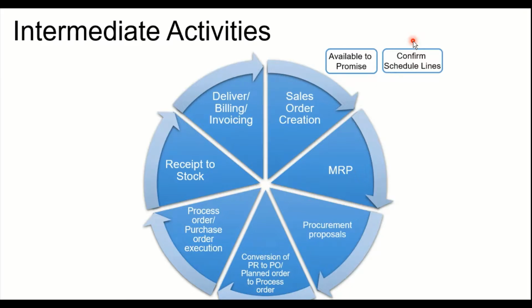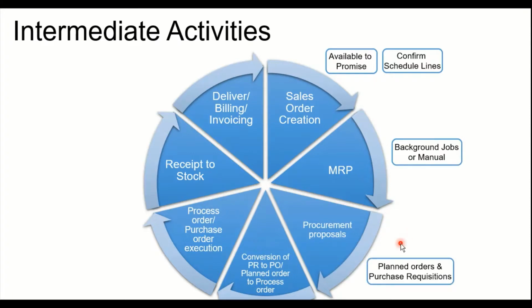So now during the MRP run, there are again two methods like we have discussed in our previous videos. One is the background jobs, which will be automated through a few scheduled methods, like on a daily basis or a weekly basis. And then the other method is the manual execution of MRP by the end user. And for the procurement proposals, like we discussed, based on the procurement type, the system is going to propose whether it's going to be a planned order or a purchase requisition.